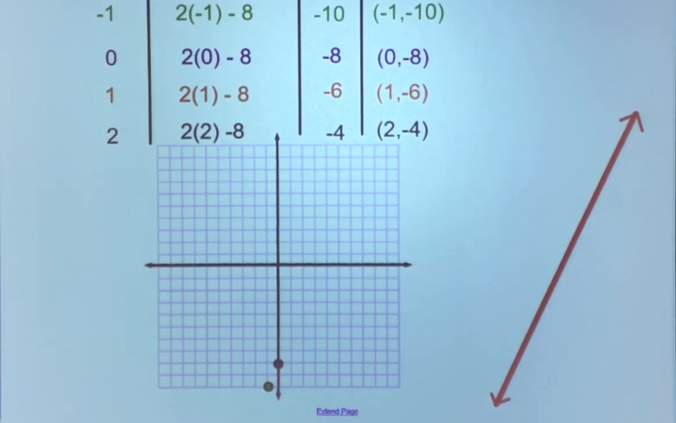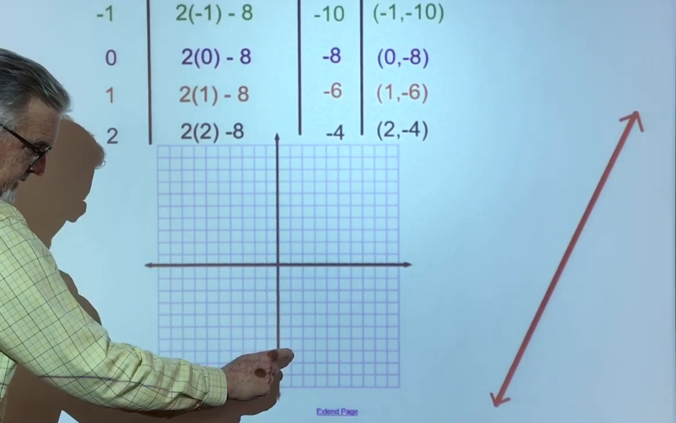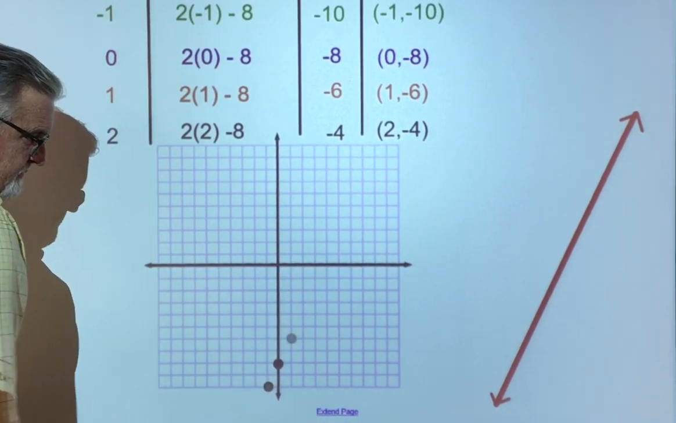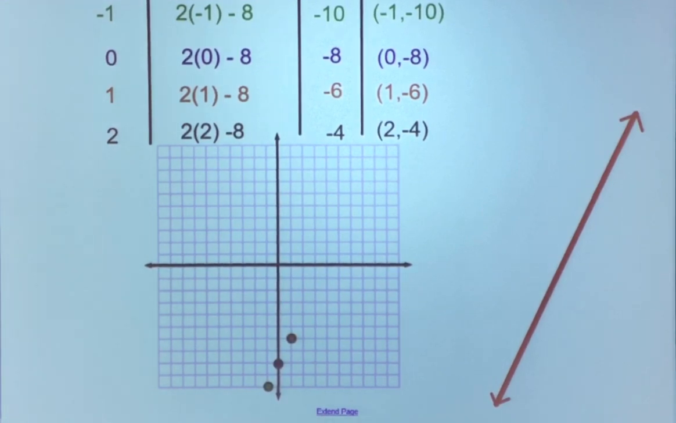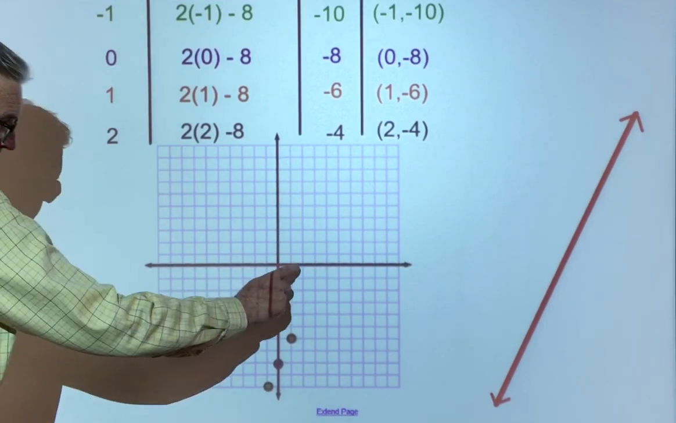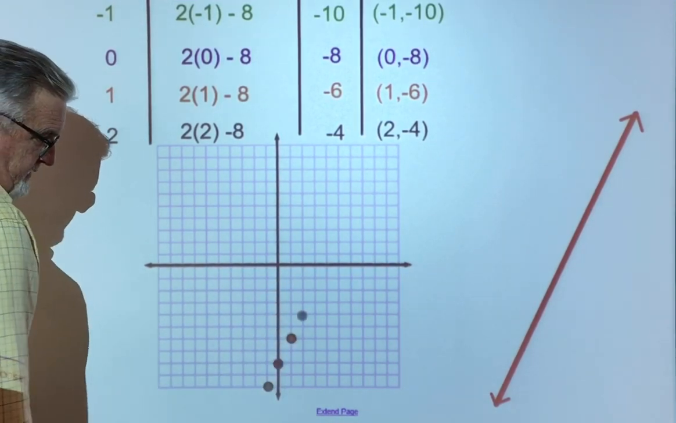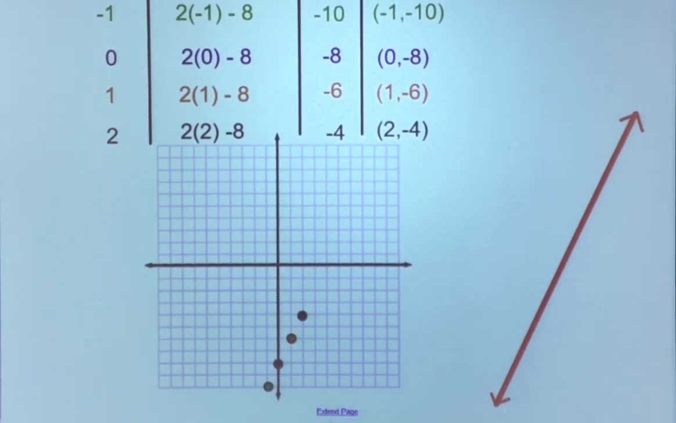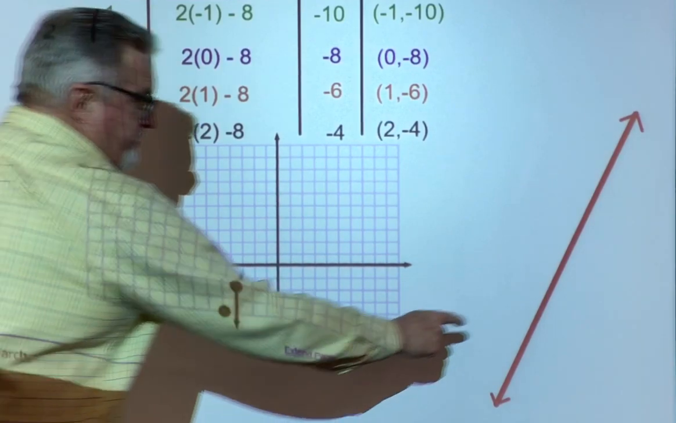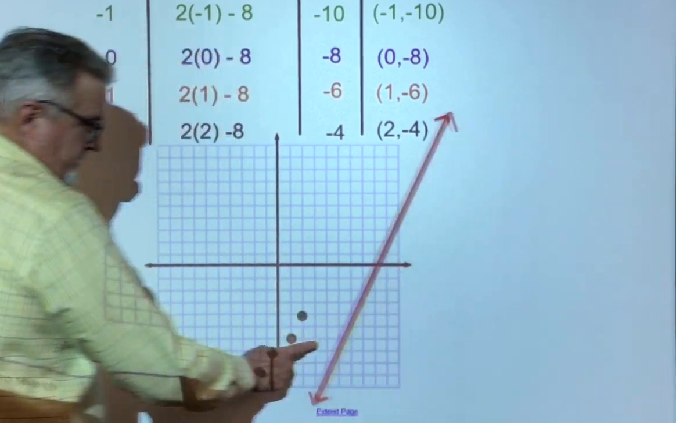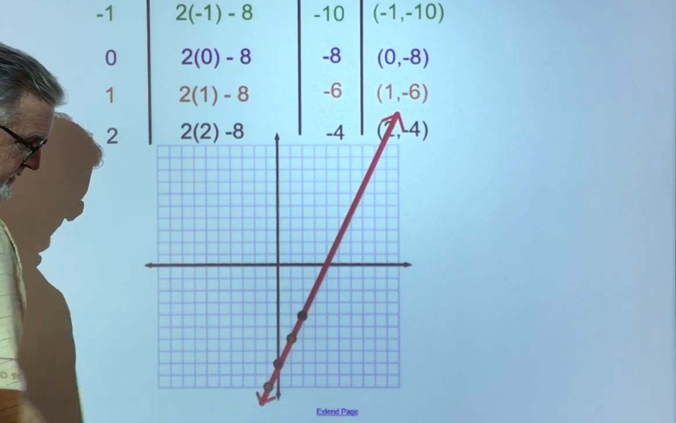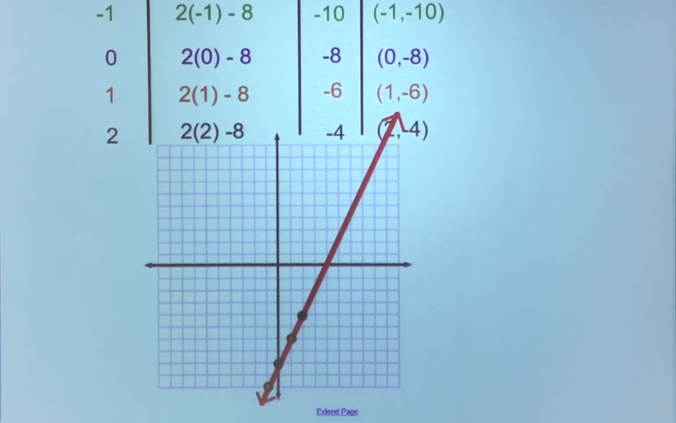Our next ordered pair is 1, negative 6. So that is 1 to the right and 6 down, which is right there. And our last ordered pair is 2, negative 4. So we go 2 to the right and 4 down, and there's our last ordered pair. Now again, to complete the graph, we've got to draw a straight line that goes through all of our points and goes clear across our graph.